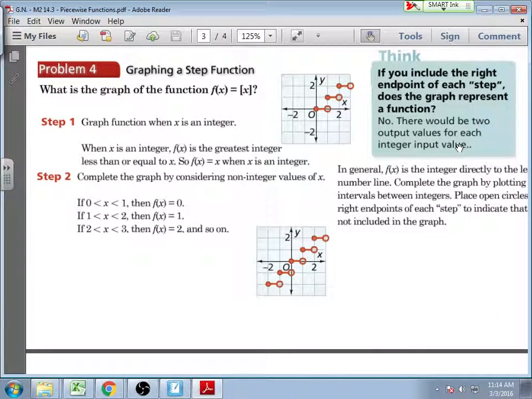So when we graph the step function, those brackets, can anyone guess what those brackets really mean?